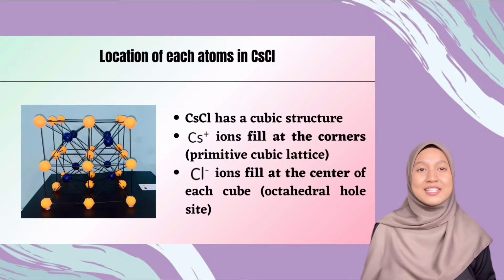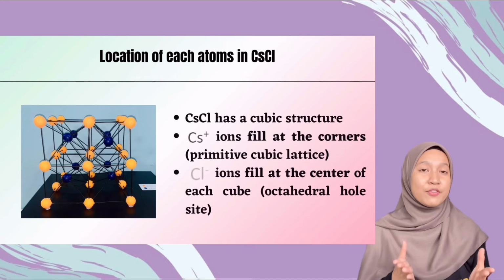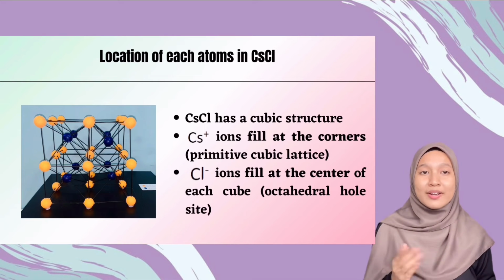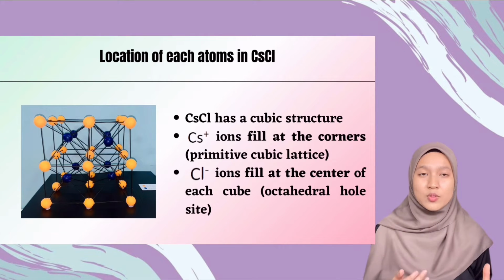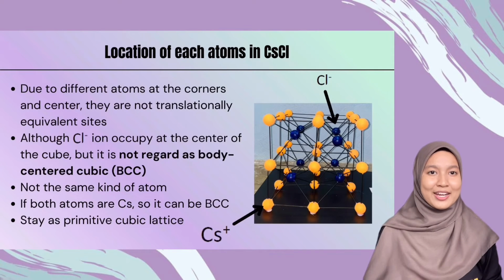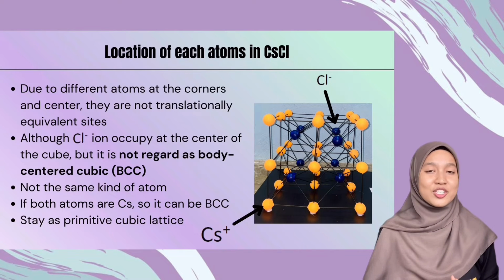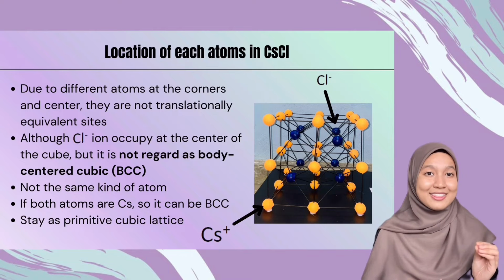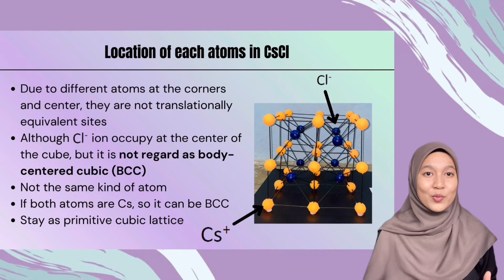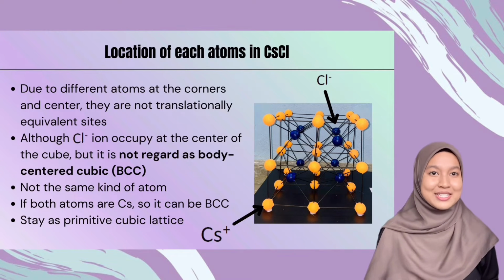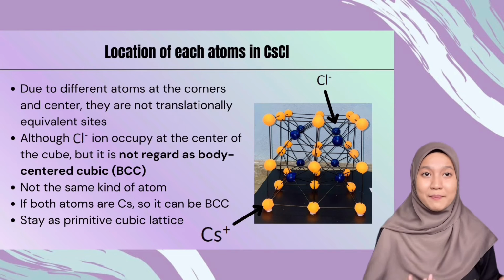This means that the caesium ion will fill the primitive cubic lattice, while the chloride ion will fill the octahedral hole site at the center of the cube. Since caesium chloride has different atoms at the corners and the center, they are not translationally equivalent sites. Although the chloride ion occupies the center of the cube, it is not regarded as body-centered cubic, BCC, because it is not the same ion.